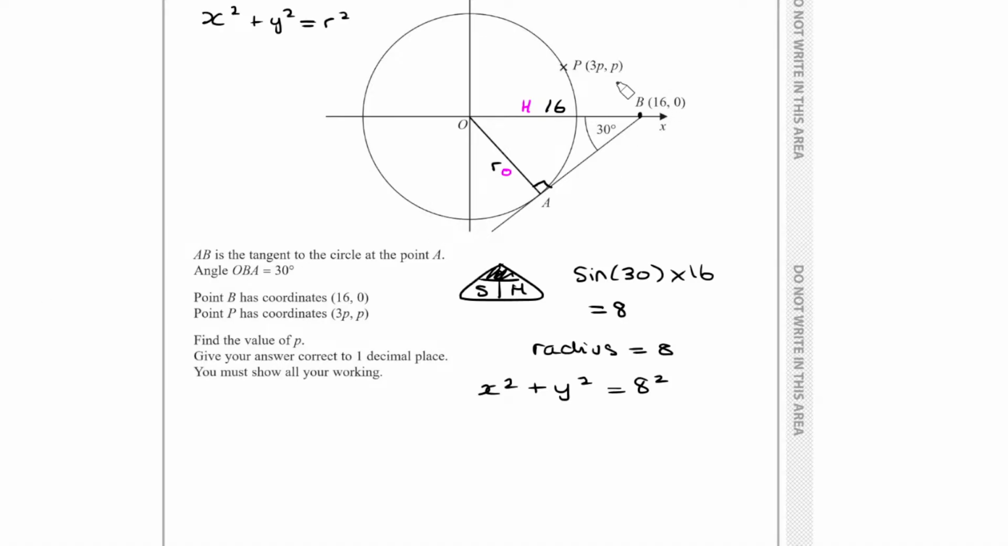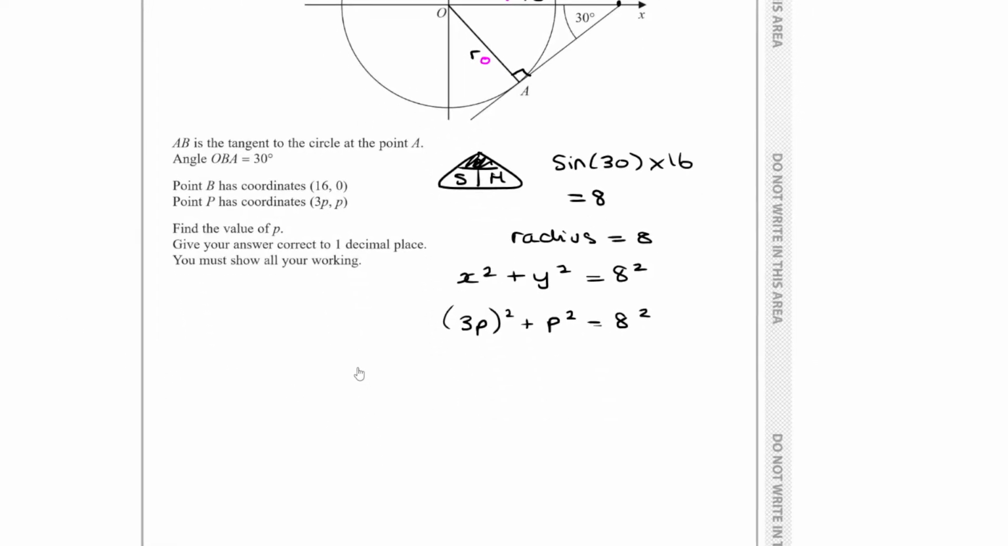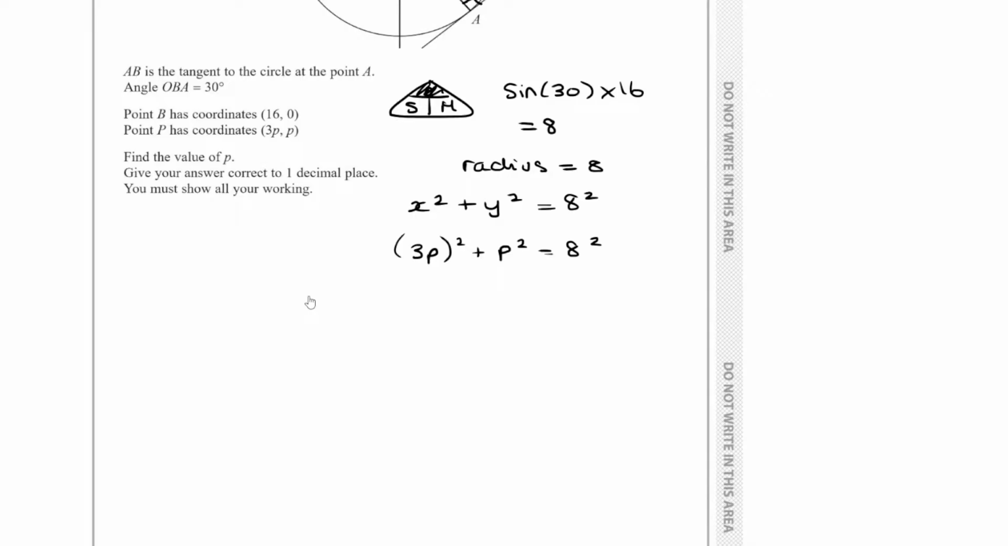Because I'm looking for p, and luckily both coordinates are in terms of p, it's the same letter. If I just substitute those in, so that's 3p, all of that squared, plus just p squared, is 8 squared. You see how luckily I've got an equation with just one letter? Even though it was representing two coordinates, the letter was the same, wasn't it? So I just need to solve that.